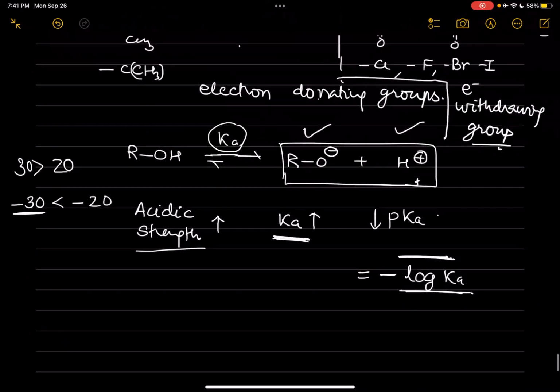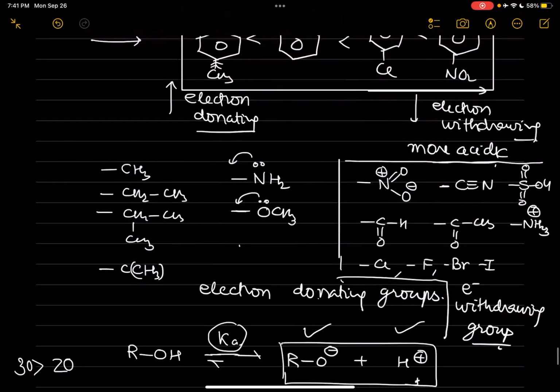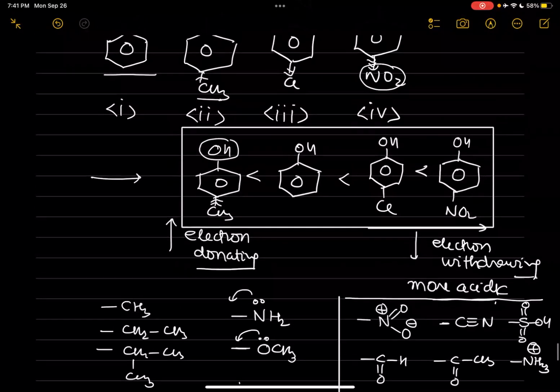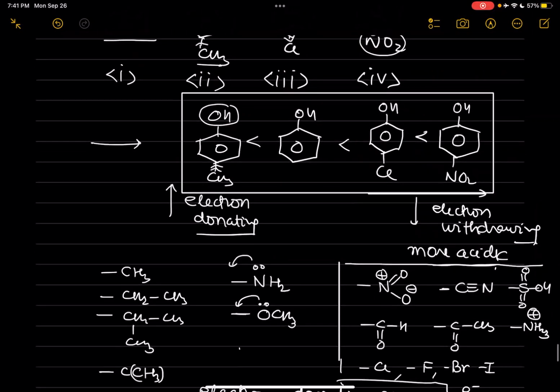Okay, so just keep this in mind. Electron donating groups, if they are there, are going to decrease the acidic strength because they are going to make the oxygen more negative. H plus is not going to come out. Electron withdrawing groups will snatch away the minus charge of oxygen. So H plus will come out very easily because H plus wants O negative.